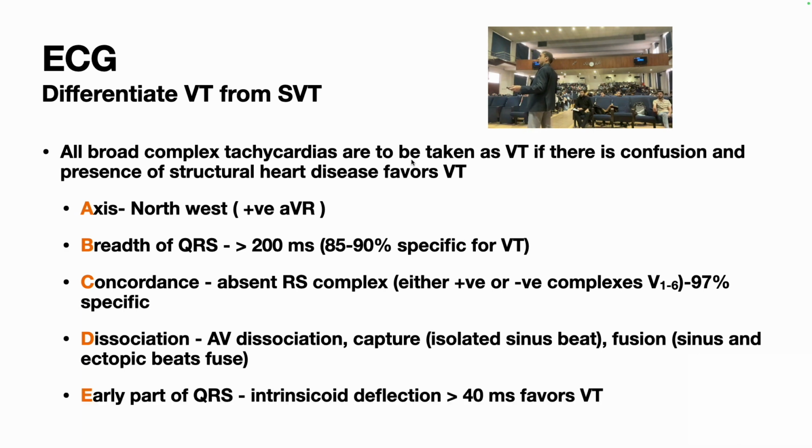And if the early part of the QRS, that is the intrinsicoid deflection, is greater than 40 milliseconds, it favors VT. That's what we discussed, what intrinsicoid deflection is. If you've got an upstroke of the QRS complex which is very broad, the possibility is that this is ventricular tachycardia. So this is how you can differentiate between ventricular tachycardia and supraventricular tachycardia when you encounter an ECG showing broad complex tachycardia. And remember, if you are confused and can't decide, treat it as ventricular tachycardia.